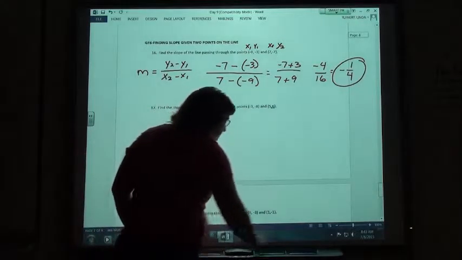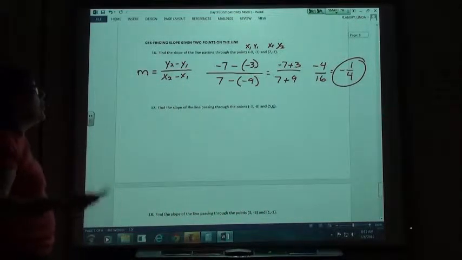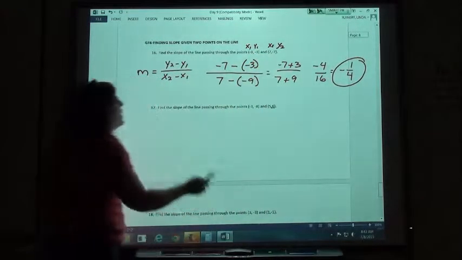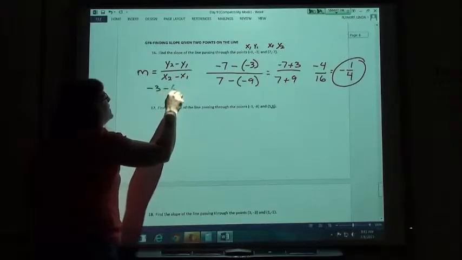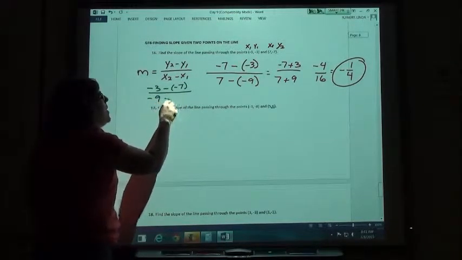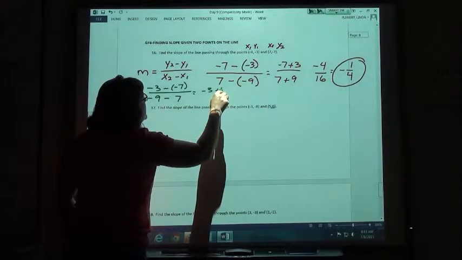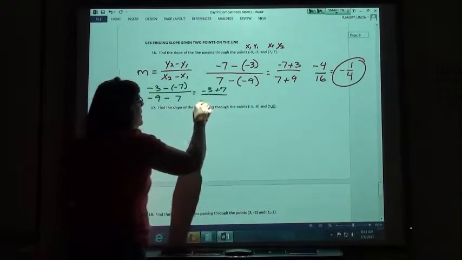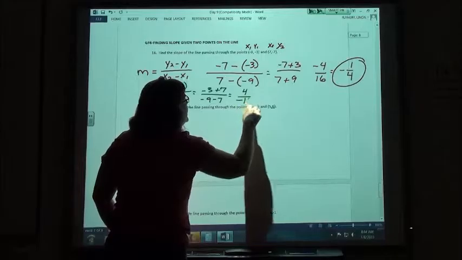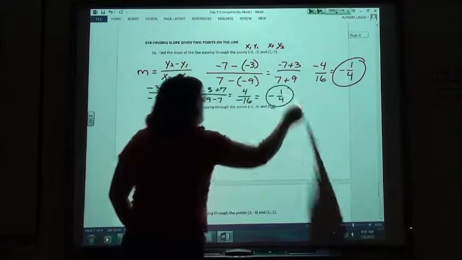Now just for fun, if I do that same problem, but I do it in the other order, if I do the y minus the y, saying this is 2 and this is 1, I would take negative 3 minus a negative 7, and then I would take negative 9 minus just the 7. So I would have negative 3 plus 7 on top, and negative 9 minus 7 on the bottom. I would get 4 over negative 16, which again simplifies to the negative 1/4.